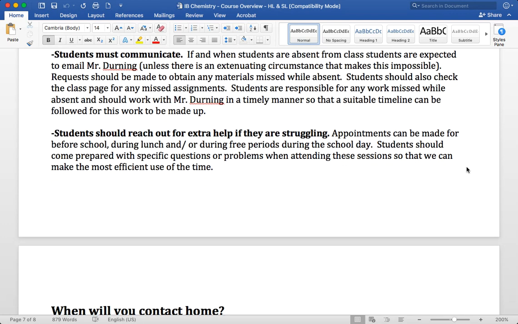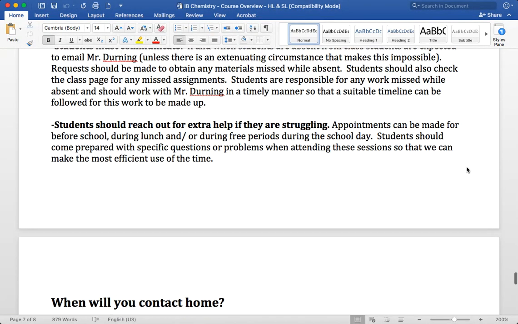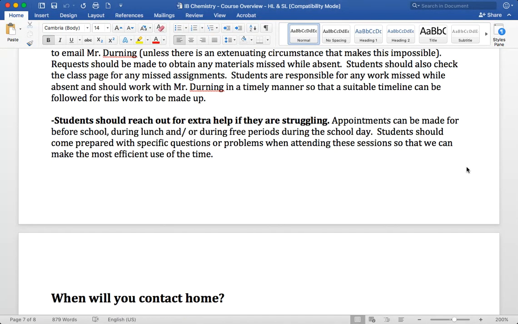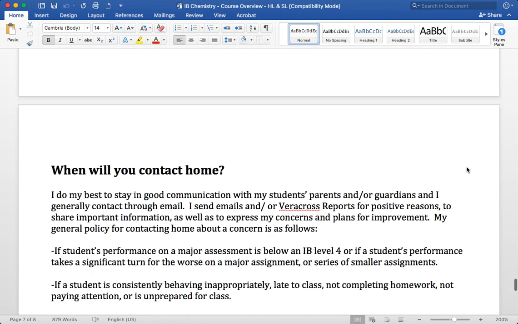And please reach out for extra help if you feel like you're struggling. Don't wait for me to push you to do it. Please seek me out on your own. We can set up times during lunch, during free periods, before school. We can try after school. Come prepared with specific things you want to look at or questions you want to work on. That's the best way to go about it.